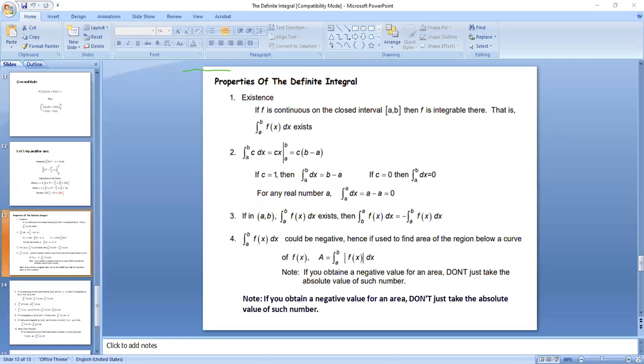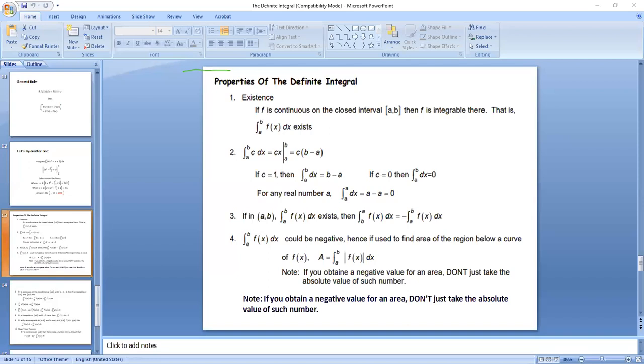So the answer to the original integral is c times the quantity b minus a. If c is equal to 1, automatically your integral becomes dx integrated from a to b. And that would simply be the difference now of b and a, or specifically we say b minus a, because the c that we have here is equal to 1. So what you have left is just b minus a.